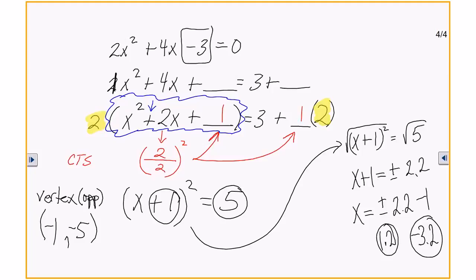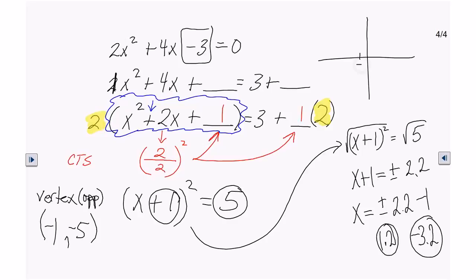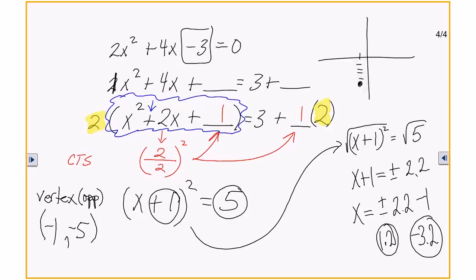Now that you've got all this information, negative 1, negative 5. Negative 1, 1, 2, 3, 4, 5. Here's your vertex. Your y-intercept is negative 3. Your negative 3.2, 1, 2, 3.2. And 1.2, 1, 2. Oops, 2 right there. And there is your parabola.